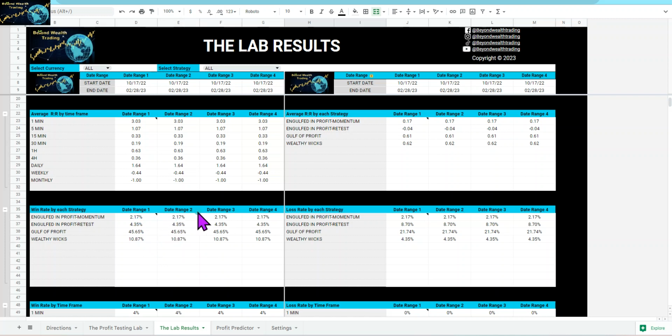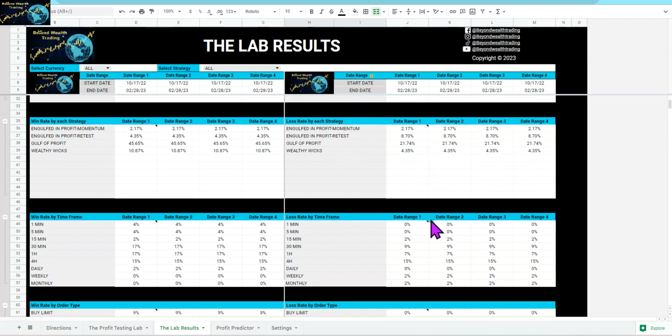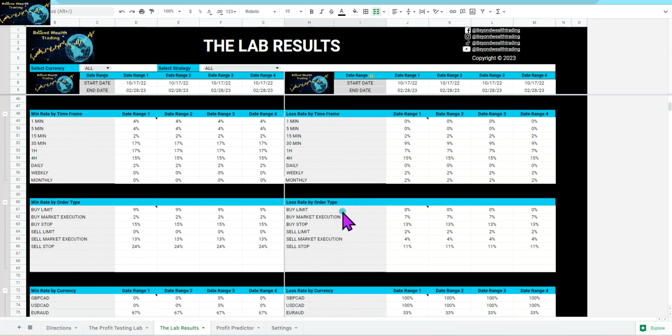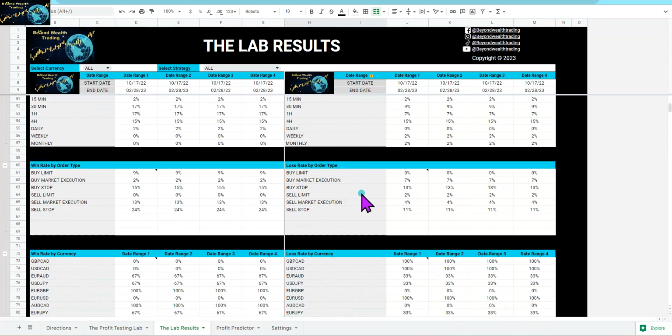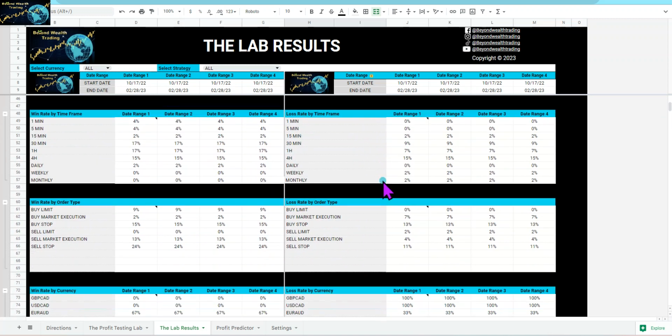So here you have your win rate by each strategy, and you have your loss rate by each strategy, and then you have your win rate by time frame, as well as your win rate by order type and your loss rate. So everything you have a win rate for, of course, we gave you a loss rate for.